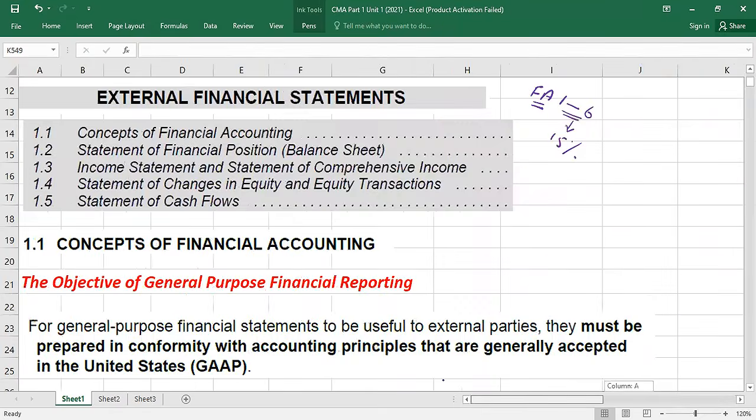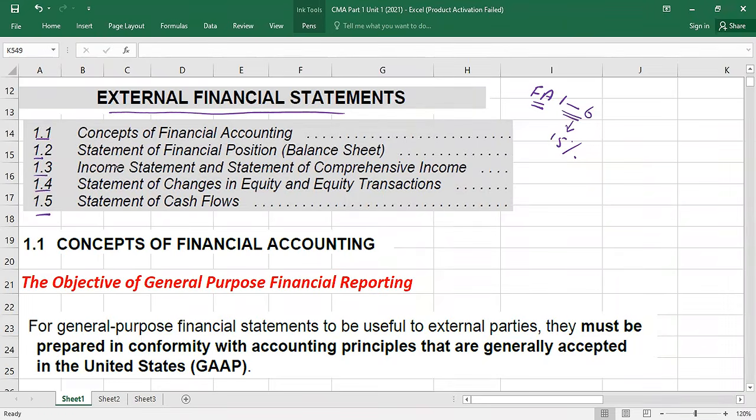Now we are going to discuss unit number 1, the first unit. In the first unit, what do we have here? This chapter name is called External Financial Statements. An introduction kind of thing we are going to discuss. And these are the topics which we are going to cover here: topic number 1.1, 1.2, 1.3, 4, and 5. So there are 5 topics in total.